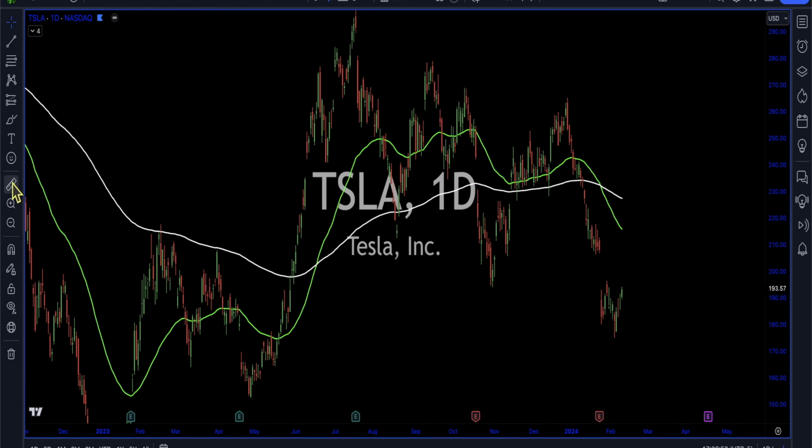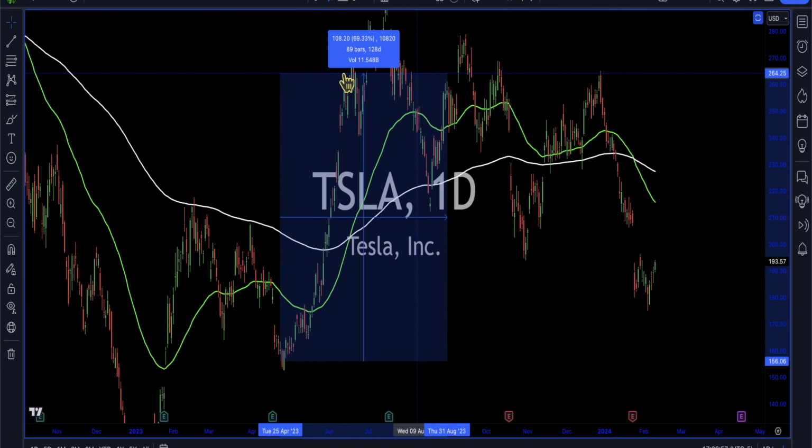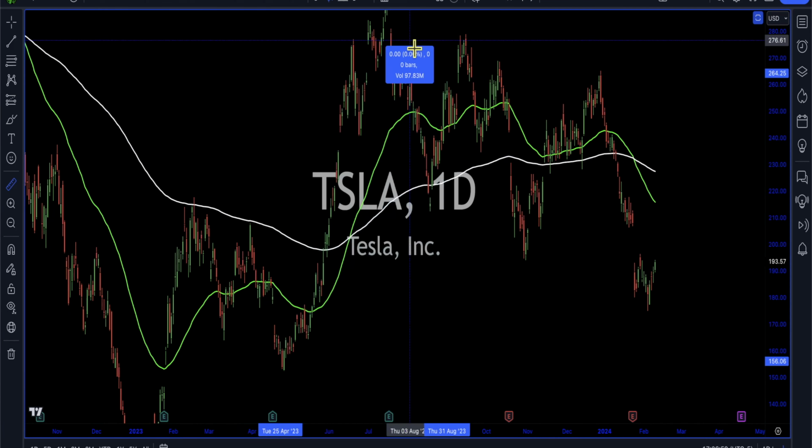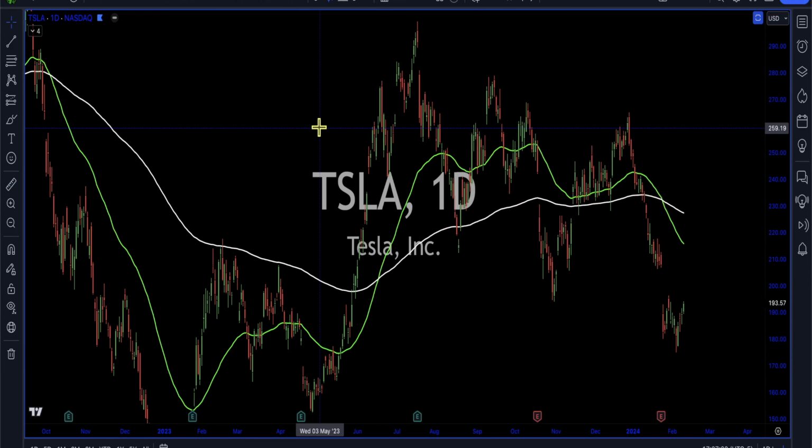If you're using TradingView, great platform. You can measure, like I said. You can measure up, you can measure down, and then figure out what those numbers are.